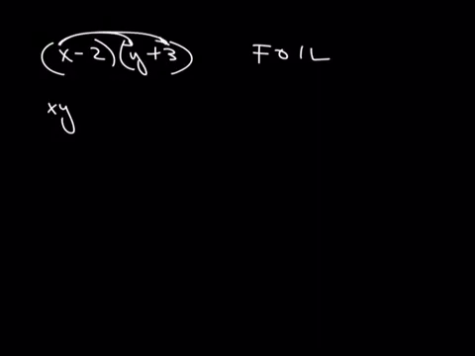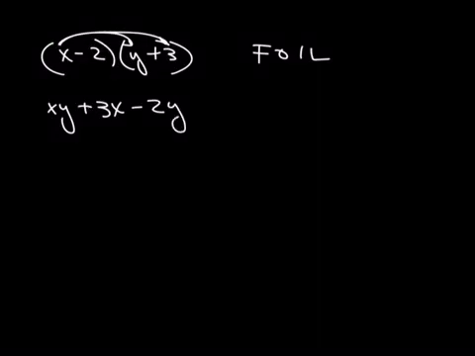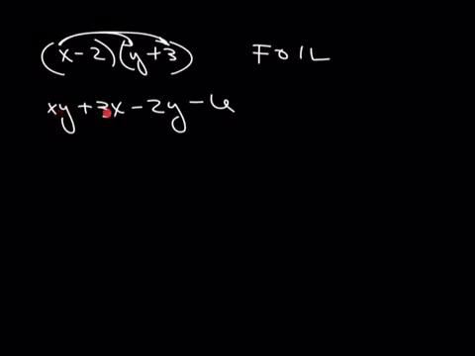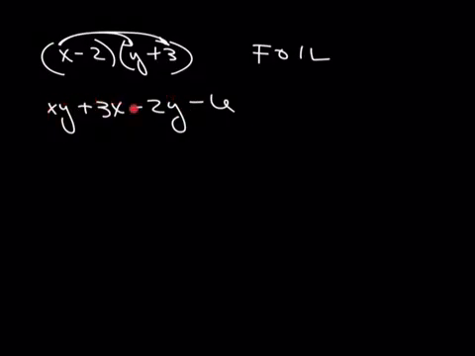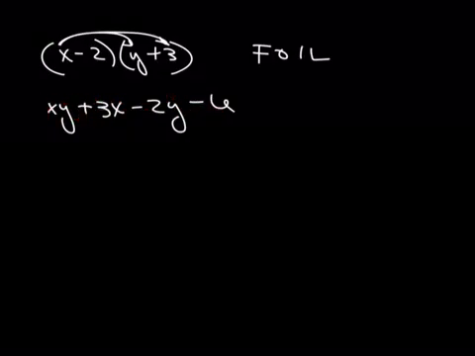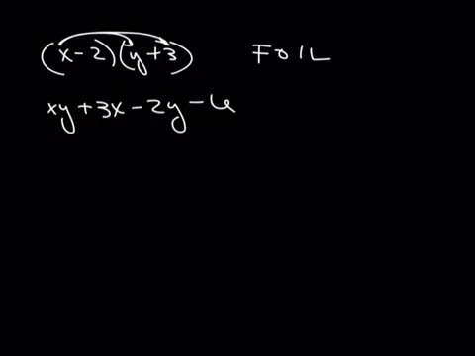Then our outside, then our inside, then our last. Now notice here, there is nothing we can combine because all the variables are different. All the exponents are ones, but all the variables are different, so we can't combine anything, so we are stuck with what we've got there.